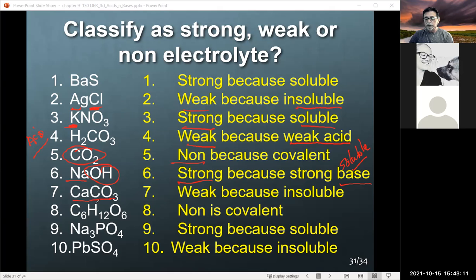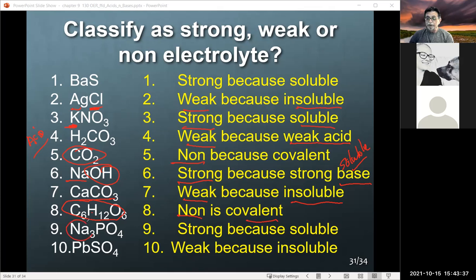Calcium carbonate, we did talk about this. The calcium carbonate is normally insoluble, making it a weak electrolyte. Number 8, you may not know what it is. That's okay, but you can analyze it and see, I got nothing but carbon, hydrogen, and oxygen. Nothing else, no salt, nothing else. It's basically all covalent. If it's all covalent, then it's a non-electrolyte.